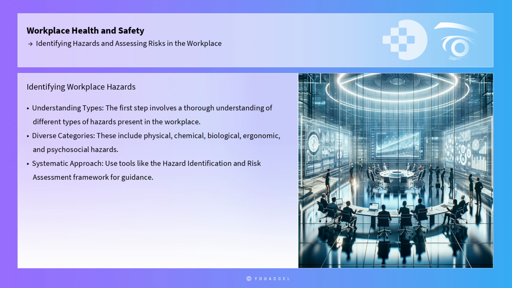The first step in identifying hazards involves a thorough understanding of the different types of hazards present in the workplace. These can include physical hazards such as slips, trips, and falls, chemical hazards from exposure to toxic substances, biological hazards like bacteria and viruses, ergonomic hazards due to poor workstation design, and psychosocial hazards such as stress and harassment. Recognizing these diverse categories is crucial for a comprehensive hazard identification process.